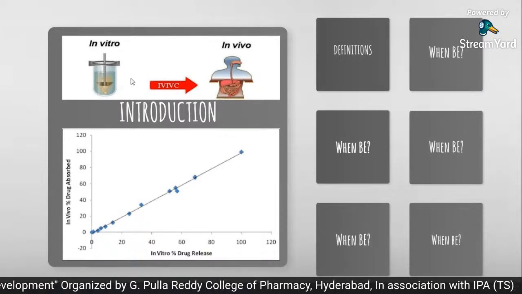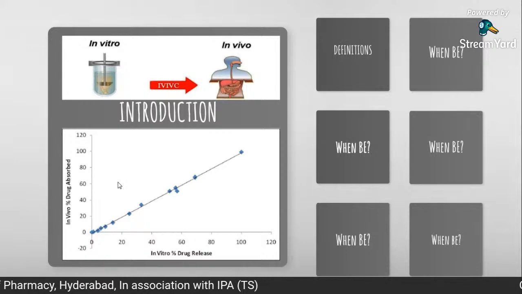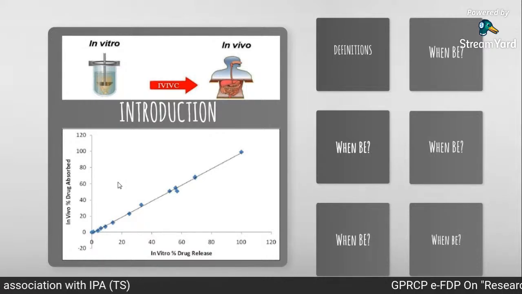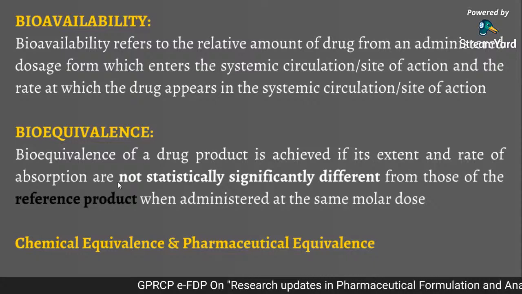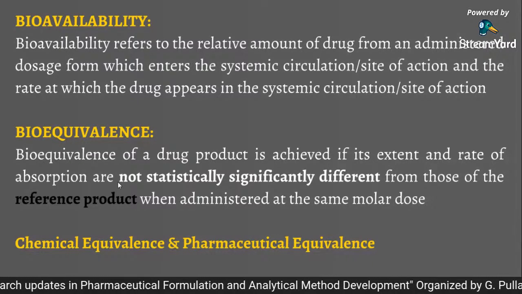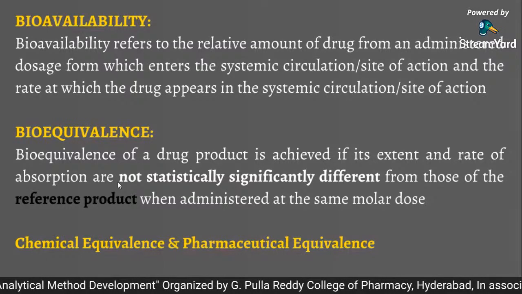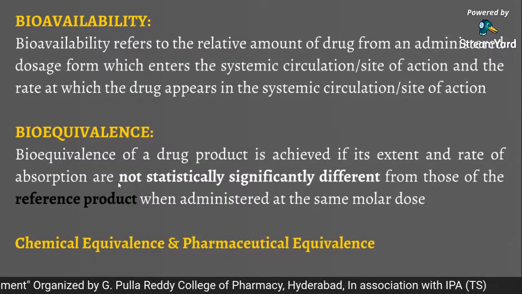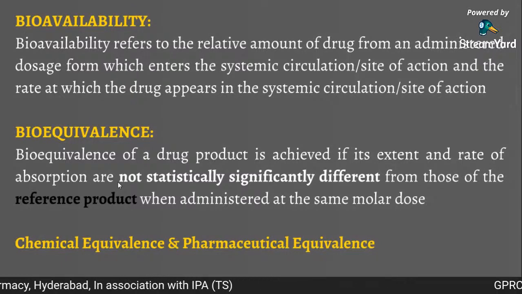So there are 3 levels of IVIVC, as you know. Those 3 levels of IVIVC I will also explain in the subsequent slides. But let me begin with the definitions first. Bioavailability and bioequivalence: just for a quick recollection, I have given the definitions here, even though you already know them. Unless we recollect the definitions, it is very difficult to proceed further.